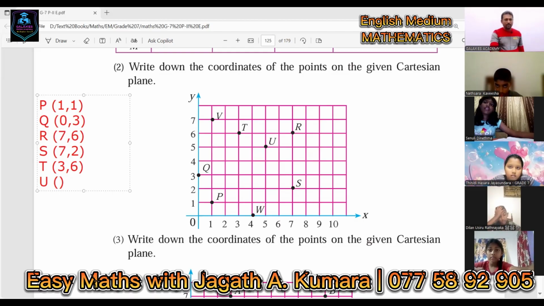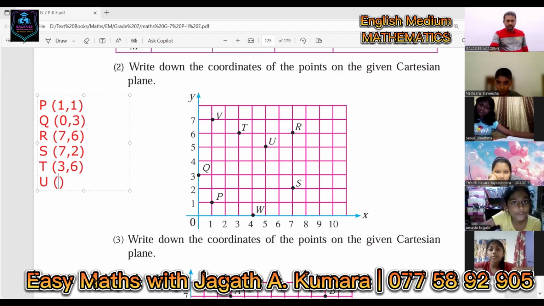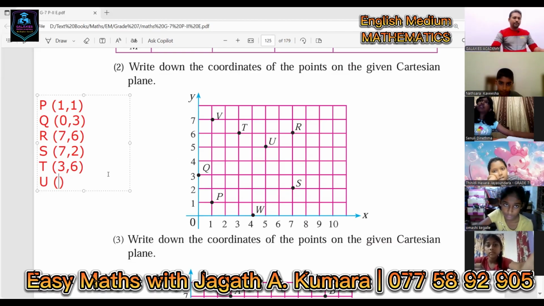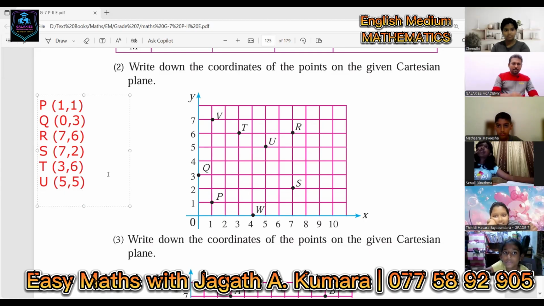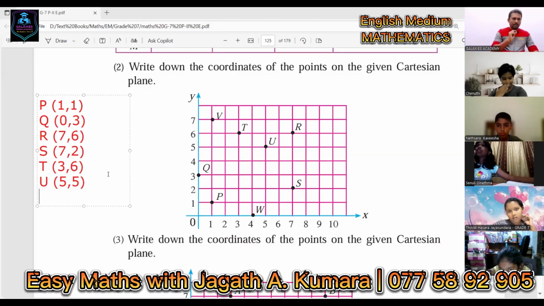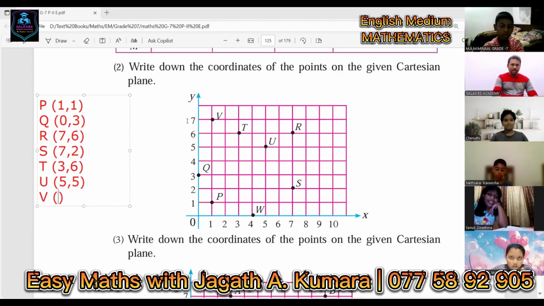Dulci, coordinates of U. 5, 5. X coordinate 5, y coordinate 5. So the coordinates of the point are 5, 5. Then also another one, V. Chenuti. 1, 7. Yes, x coordinate 1, y coordinate 7. 1, 7.